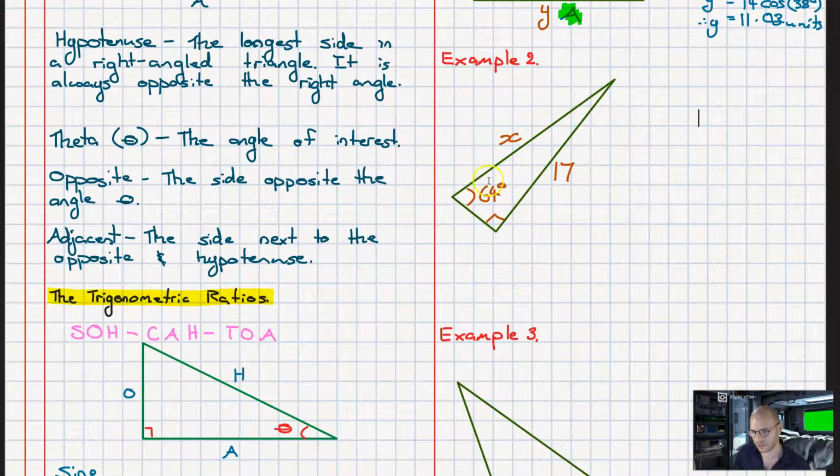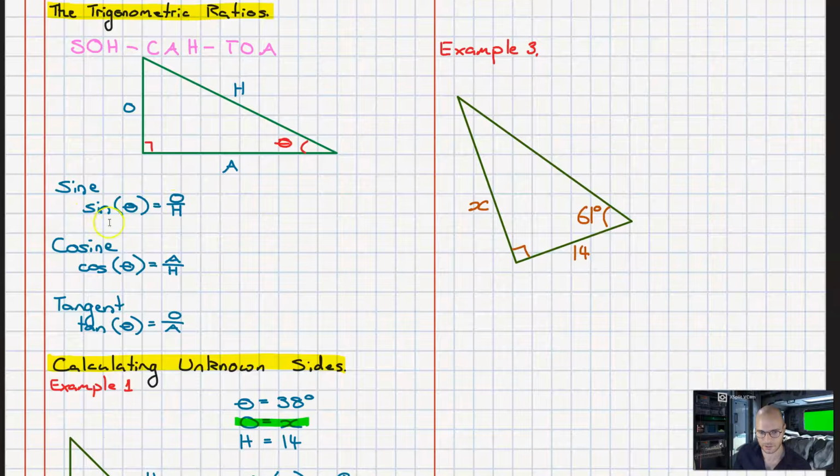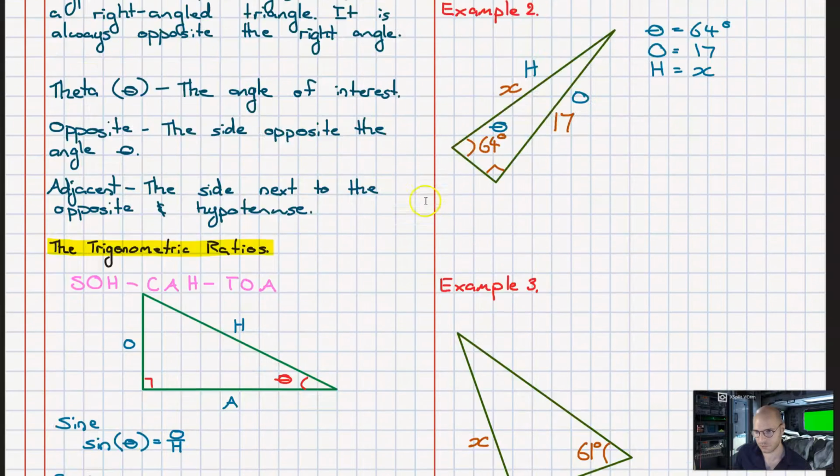We have this triangle here. We have an angle of interest, or a theta, of 64 degrees. Opposite the theta, we have our opposite side, which is 17. And then our hypotenuse is denoted by the variable x here. So we've got theta equals 64, opposite equals 17, and hypotenuse is x. So now what we're looking for is a ratio that has theta, opposite, and hypotenuse. We go over, our candidate is the sine function. Sine theta equals opposite over hypotenuse.